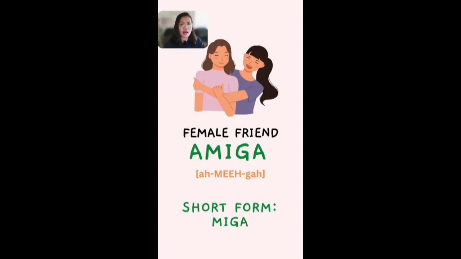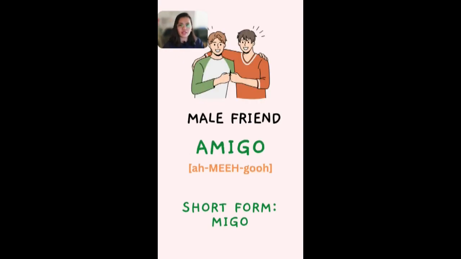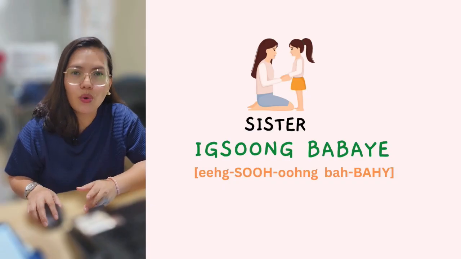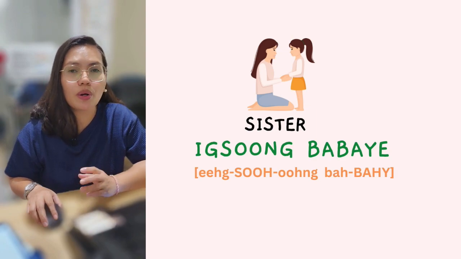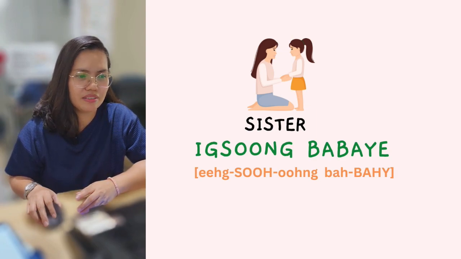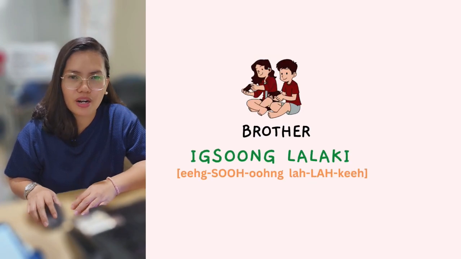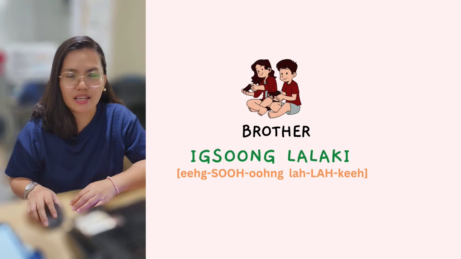Next one, we have female friend, which means amiga. The short form is miga. Next one, male friend. Male friend is amigo. The short form is migo. Sister is igsuong babae. Next one, brother. Igsuong lalaki.